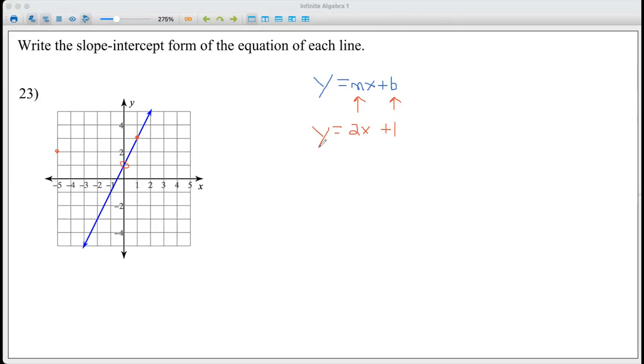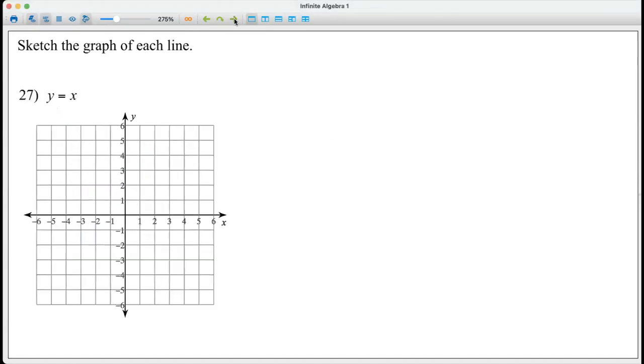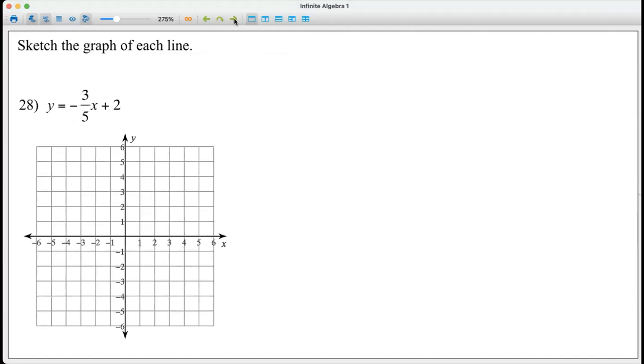Remember, the last page here are the answers, so you can check your answers. All right, let's see what the next topic is. Next topic is sketch a graph of the line. I'm going to do 28. It's a little bit more illustrative of the idea here.